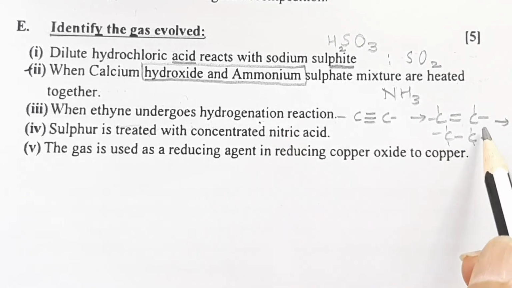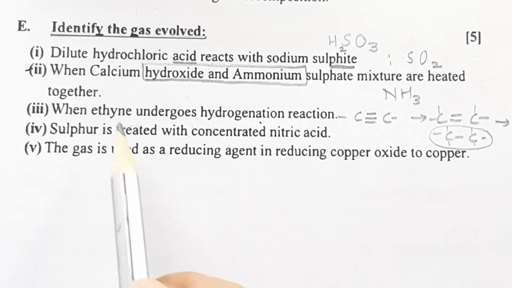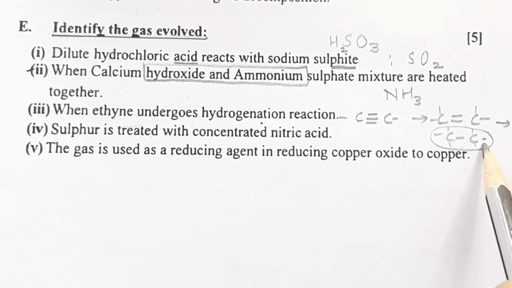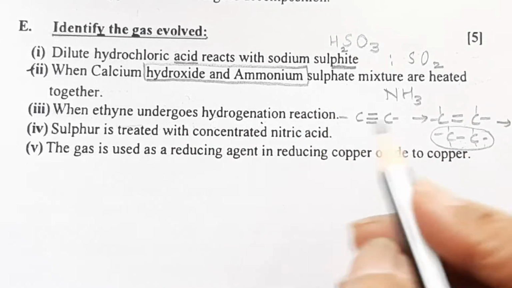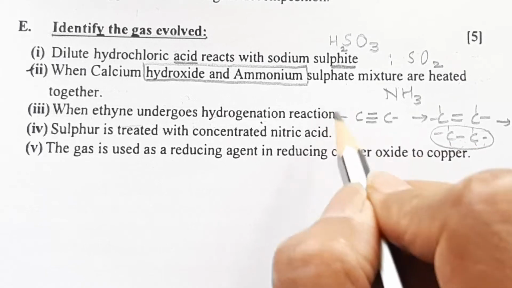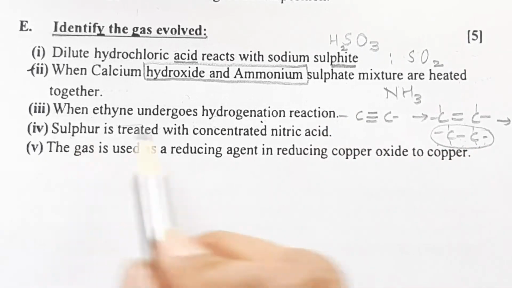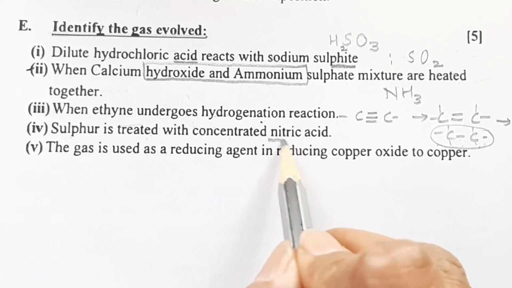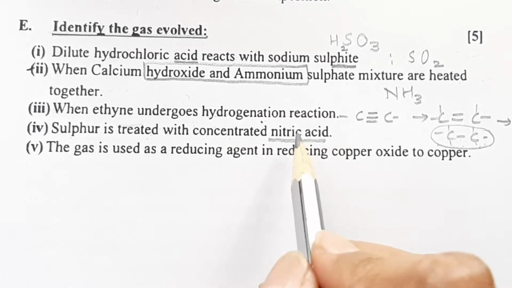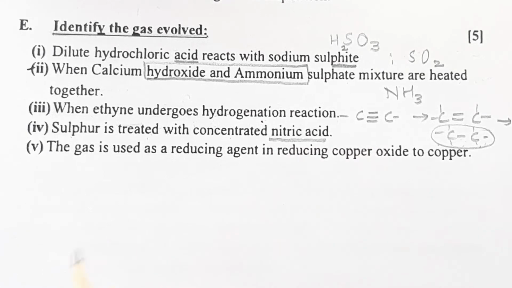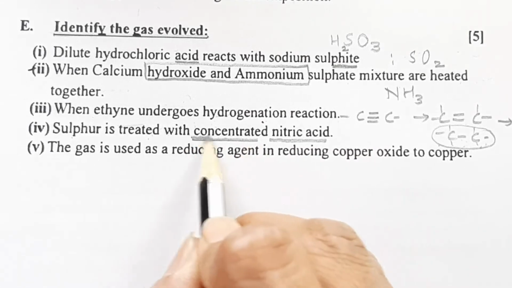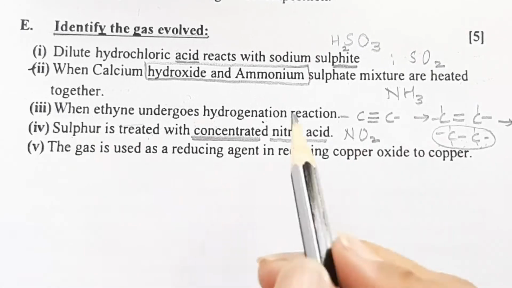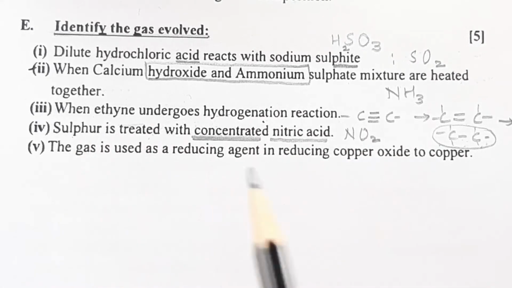So which is the gas? Ultimately, in the last step, we will have ethane gas here. So the answer to this one is ethane. Okay, then sulfur is treated with nitric acid. Concentrated nitric acid will give us the product as nitrogen dioxide gas. Remember, concentrated nitric acid gives you NO2 gas, that is nitrogen dioxide. Sulfur becomes sulfuric acid. It will not become SO2.